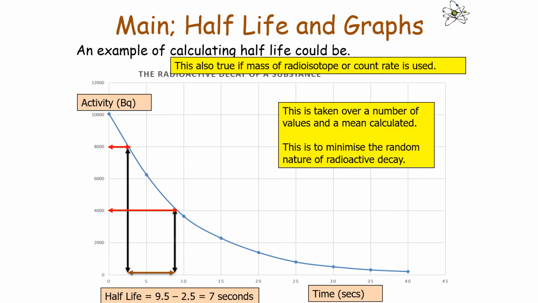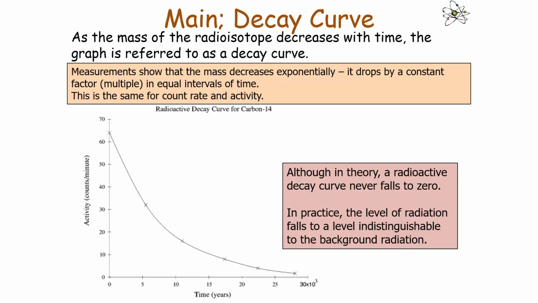Now it's actually best practice to do this for a number of different values. So maybe do 6,000, 3,000, 4,000, 2,000, 10,000, 5,000, and calculate a mean, because doing repeats and calculating a mean minimises the random nature of radioactive decay. Now finally, whilst measurements show that the mass decreases exponentially, it decreases by a constant factor, 50%, in equal intervals of time, which is the same for the count rate or the activity, the radioactive decay curve never falls to zero. Now in practice, the level of radiation will fall to a level indistinguishable from the background radiation.